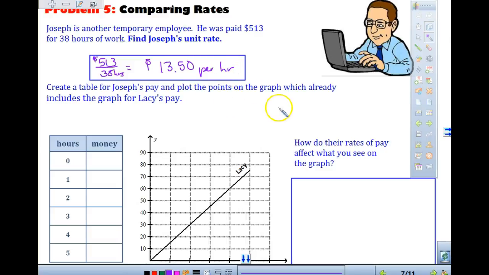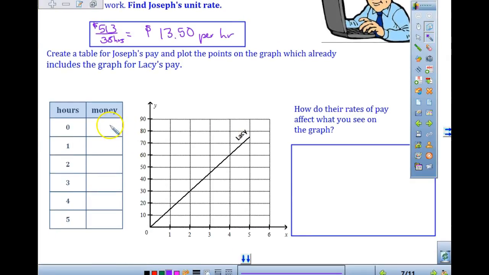So it says create Joseph's pay, just like we did for Lucy. So 0 was 0, right? 1 is going to be $13.50. What do we have to add each time? Please do so with your calculator. Add it on your calculator. Fill it in. You're going to go back up to the top and fill that in. At 4, we're going to go up to $54.